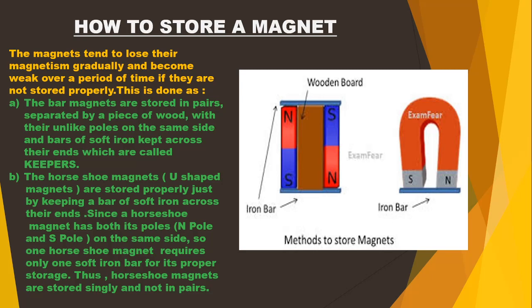As you can see in the bar magnet, one side contains one pole, so in order to keep the magnets in the proper way, we have to take the bar magnets in pairs. But in a horseshoe shaped magnet, the two poles are unlike poles and they are in a U shaped direction, so we only have to take that iron bar in order to store them in a proper manner. In this case, we don't need pairs.